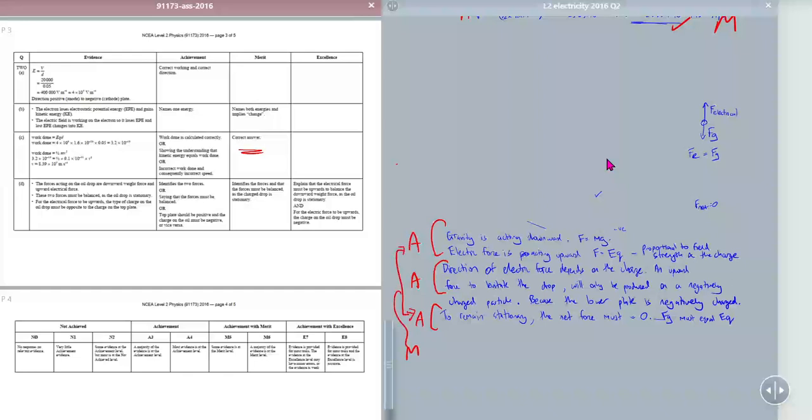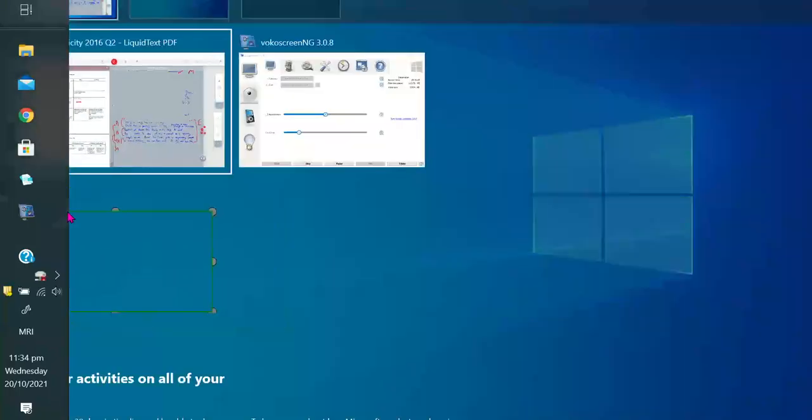And for an excellence, you needed to explain that the electrical force must be upwards to balance the downward weight force as the oil drop is stationary, and for the electric force to be upwards, the charge on the oil drop must be negative. So basically, the whole lot gets you your E. Okay, so there you go. That's question 2 of the 2016 electricity exam.